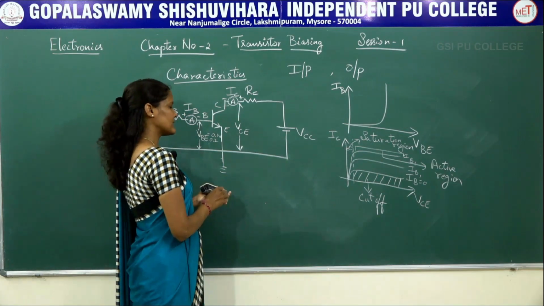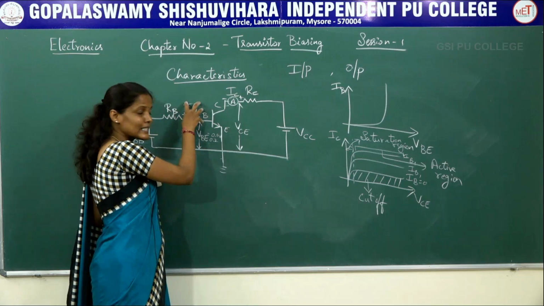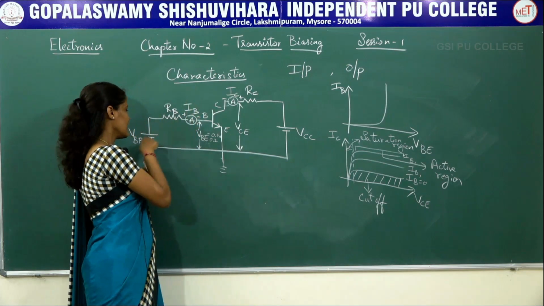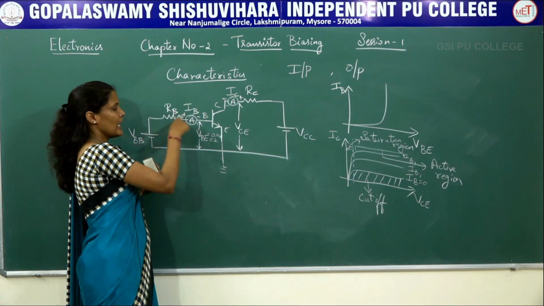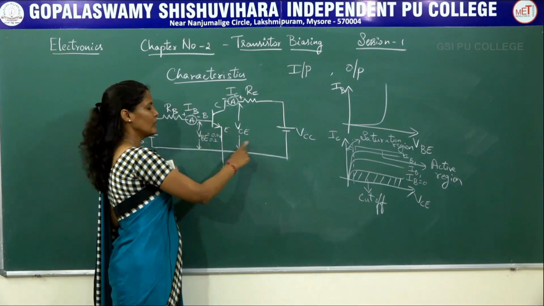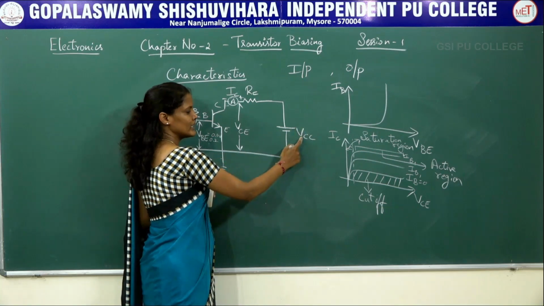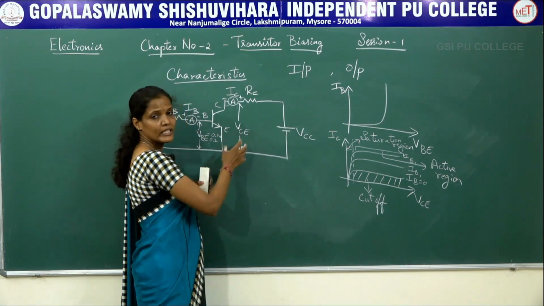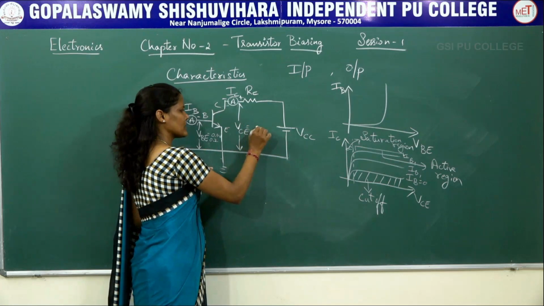Similarly, for the output characteristics, we are going to set this IB value as constant. We are going to vary this VBB and set the IB value to some constant value. Later on we will vary this VCC such that VCE will be varied in steps.